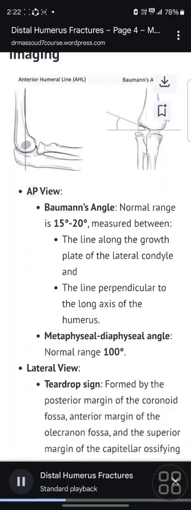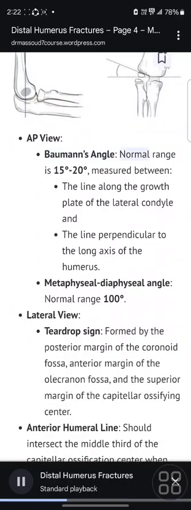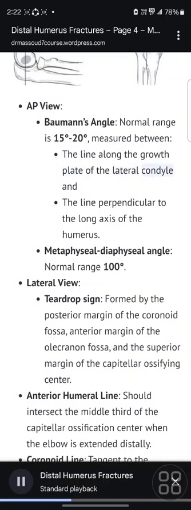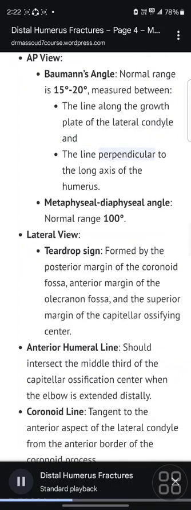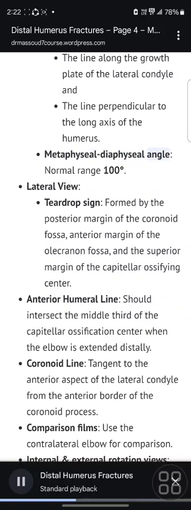Imaging. AP view. Bauman's angle. Normal range is 15 degrees to 20 degrees, measured between the line along the growth plate of the lateral condyle and the line perpendicular to the long axis of the humerus. Metaphyseal diaphyseal angle. Normal range 100 degrees.